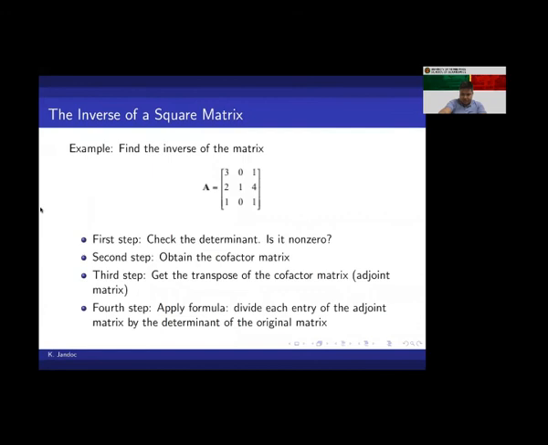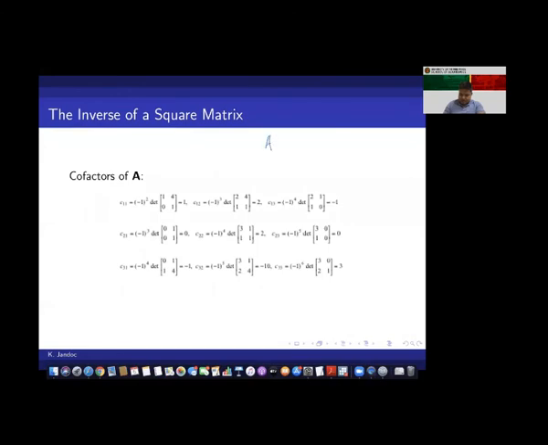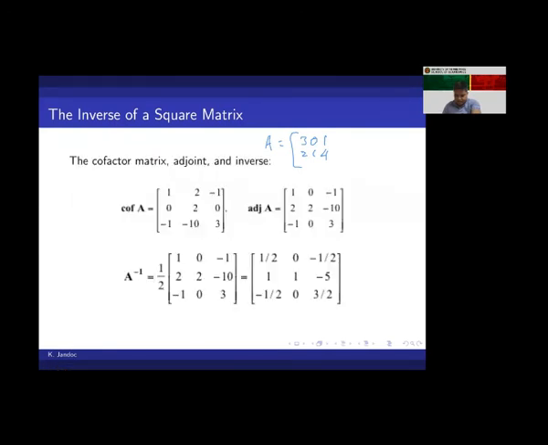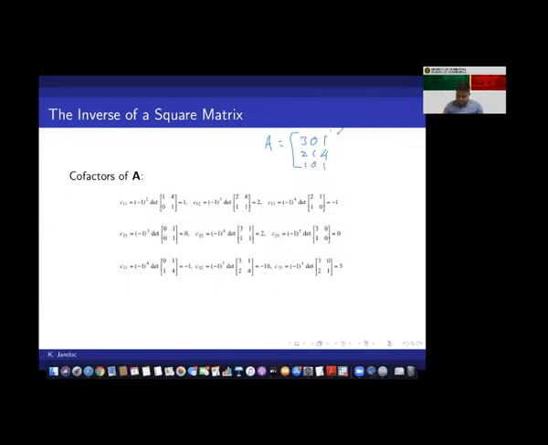Let's do this. 3, 0, 1, 2, 1, 4, 1, 0, 1. So matrix A is 3, 0, 1, then 2, 1, 4, and the third row is 1, 0, 1. First, you get the cofactors of A.